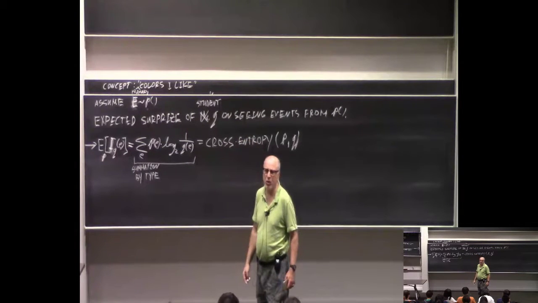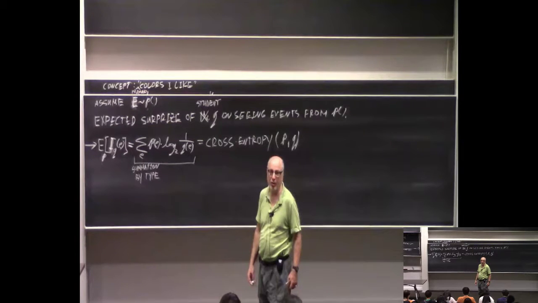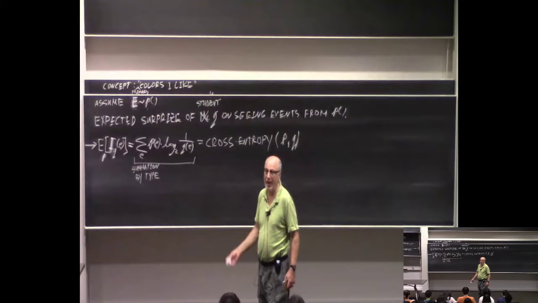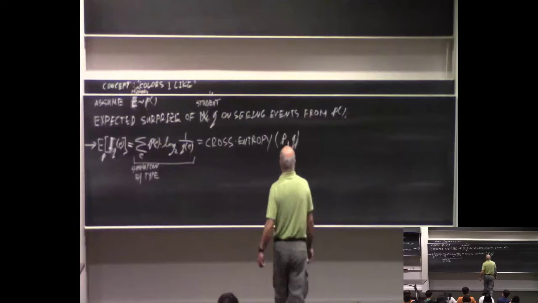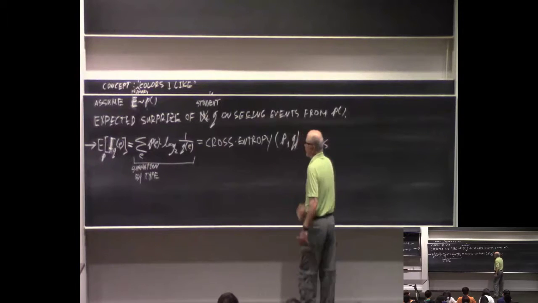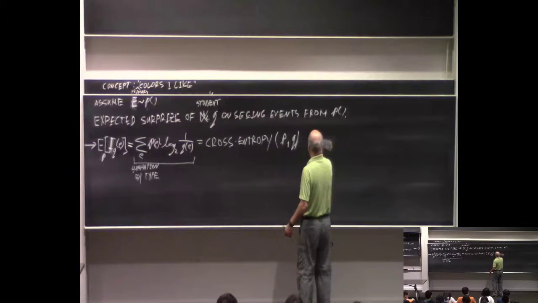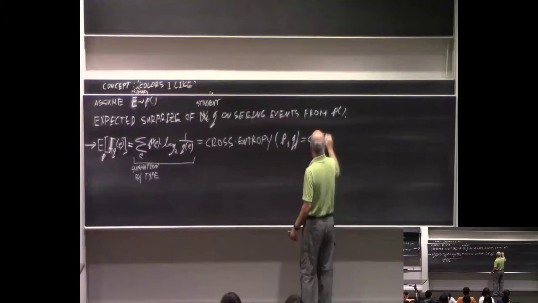What are the units of cross-entropy? Cross-entropy is an expectation of information or expectation of surprise. What are the units of surprise or information? Bits. Expectation of something has the same units as the something itself. So this is expressed in bits. Let's give it a name, cross-entropy. I'll call it CH from P to Q.